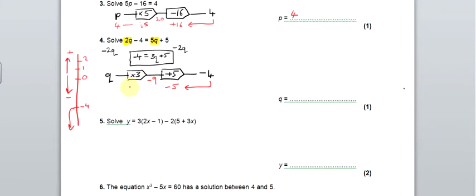Now the reverse of timesing by 3 is dividing by 3. And 9 divided by 3 is 3. But it's not 9, it's minus 9. So the answer is minus 3.